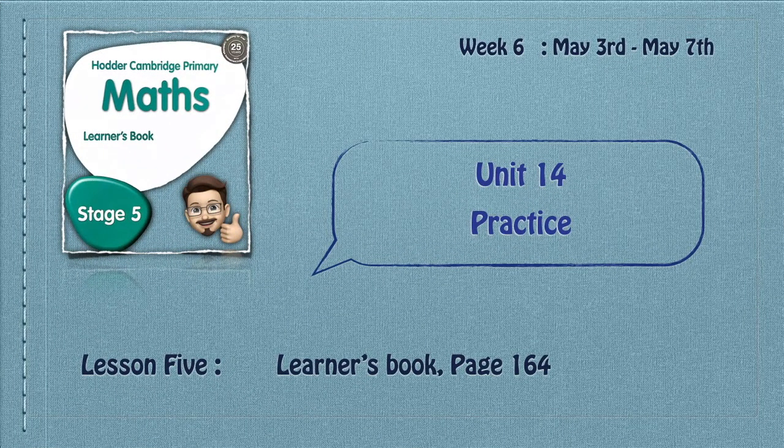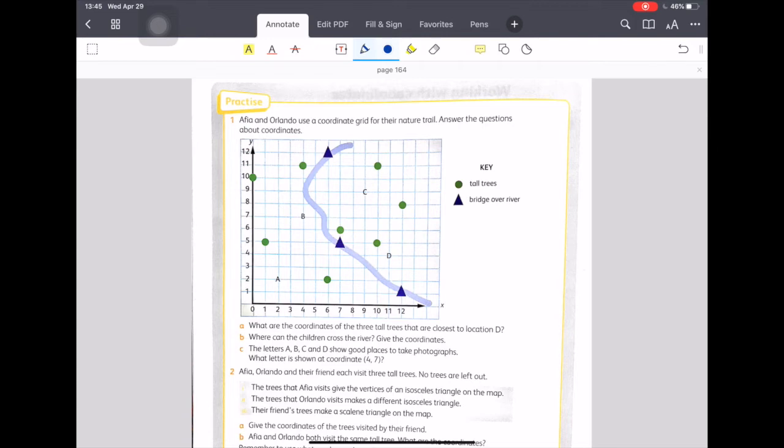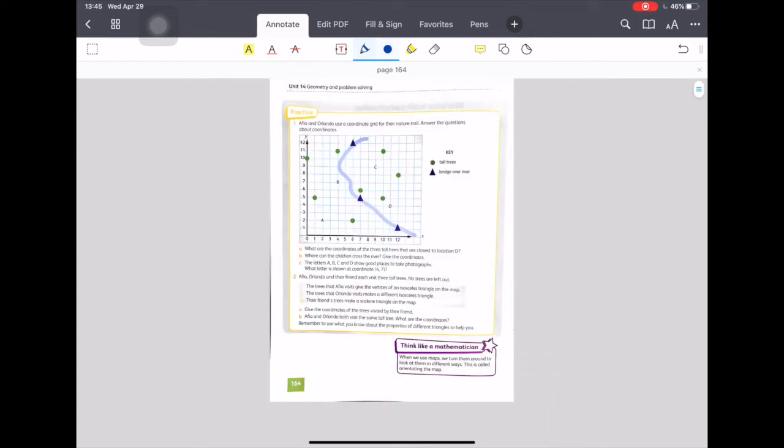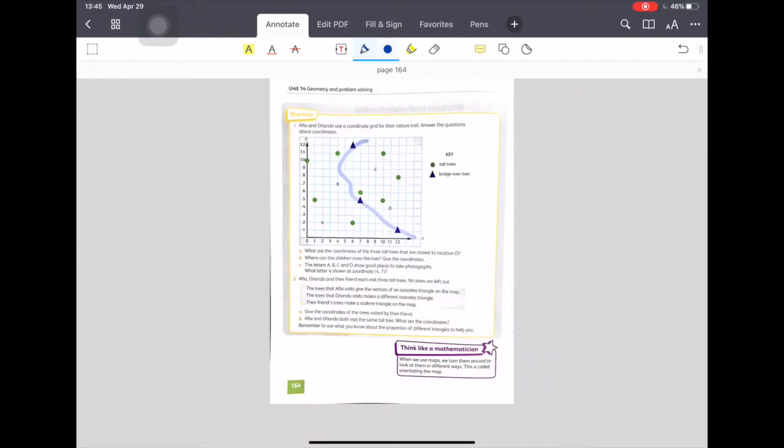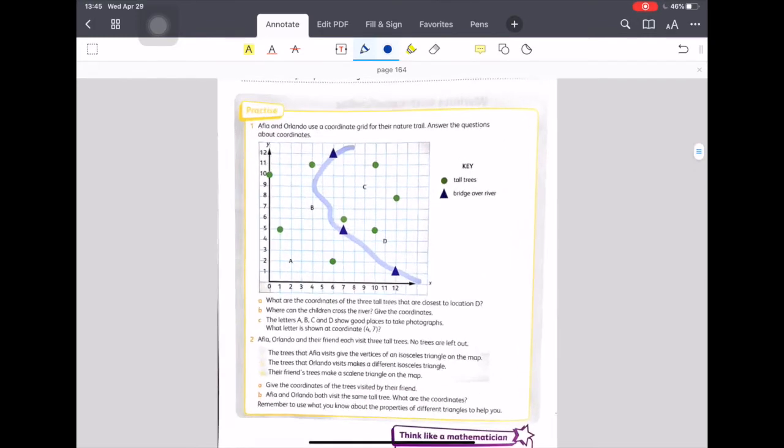This is lesson 5 and we are going to cover page 164, as I told you in the previous video, which is about the coordinates. Now please open up your books on page 164, practice part, have your copybooks with you and let's get started. As you open, page 164 is a practice part about the coordinates, starting from question 1.